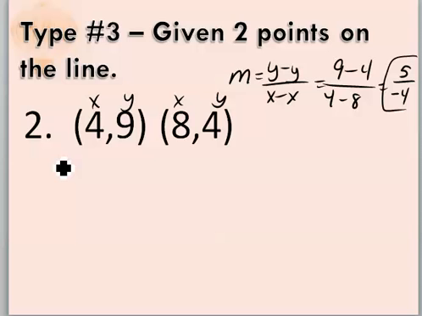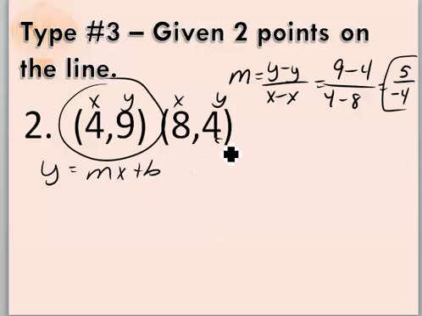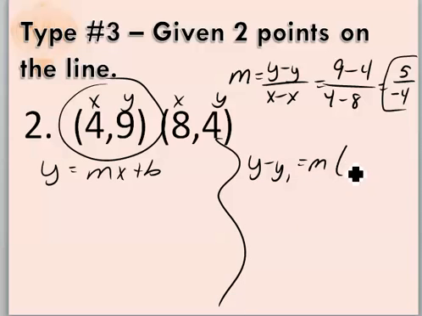Again, you can pick whichever point you want. Multiplying the slope by an x that's 4 will cause some things to cancel out nicely. So I'm going to pick 4, 9. We're going to solve this both ways so you see and can help you decide which method you like best.